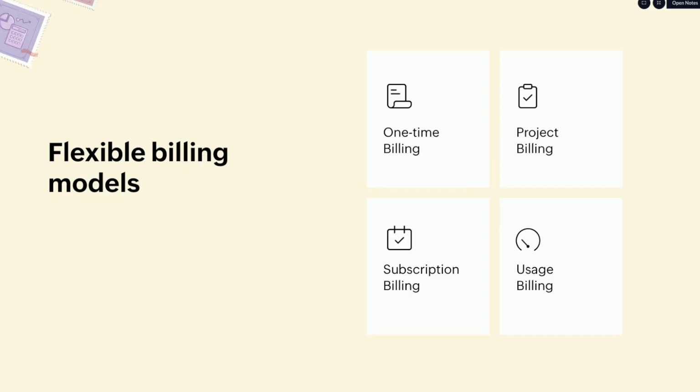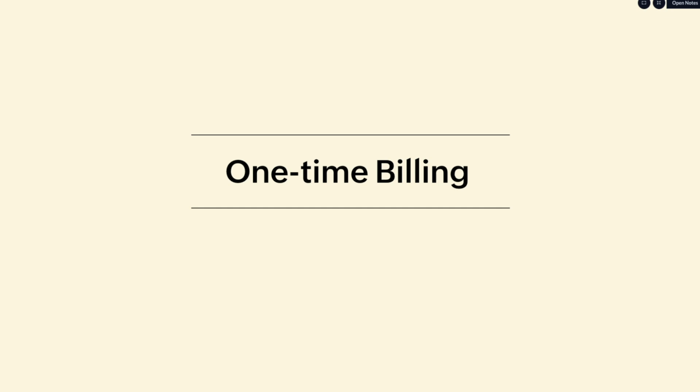So in Zoho Billing, we have multiple billing models. I'll cover the basic ones that we have today. We have one-off billing, one-time billing, and then we have project-based billing, which you might see in Books or Invoice. We also have subscription-based billing, and we have usage billing. So these are the different billing models in Zoho Billing.